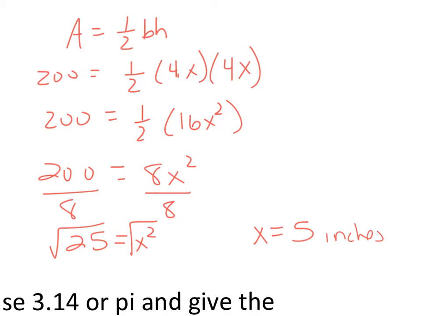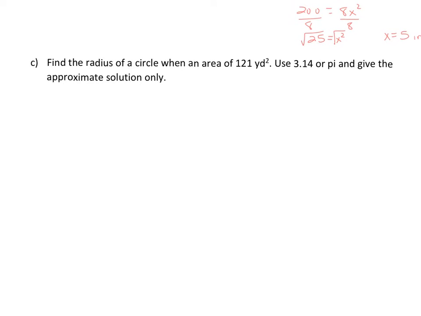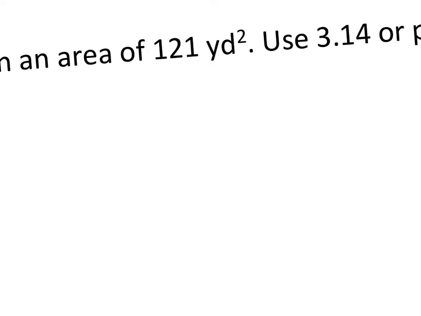Okay. All right, and last problem we're going to look at today. Find the radius of a circle with an area of 121 yards squared. Use 3.14 for pi, and give the approximate solution only, okay?